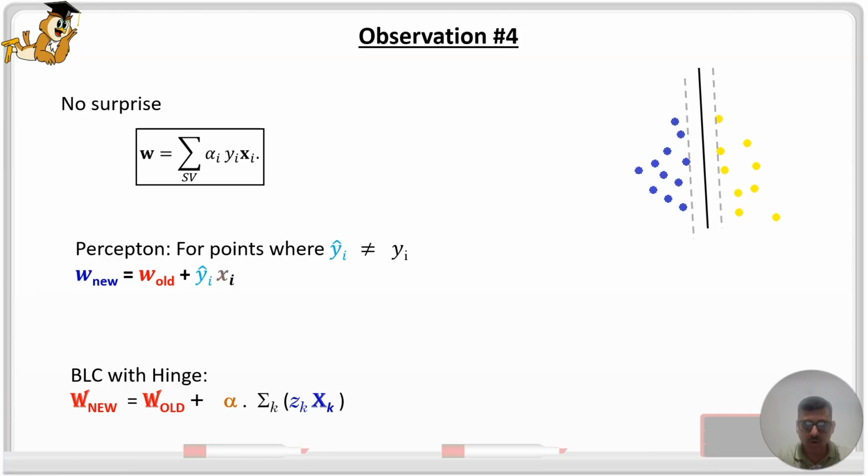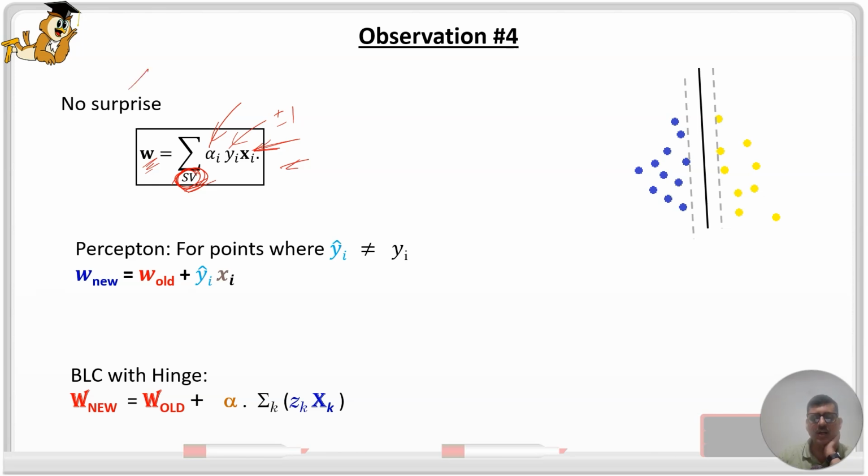Observation number 4. Now, if you stare at this equation that we got for W, my hyperplane, it is the summation over all support vectors of alpha i, yi, xi. Yi is a label which is plus or minus 1. Alpha i was determined using the KKT. And xi's are my input points. So W is a linear combination of my support vectors only.